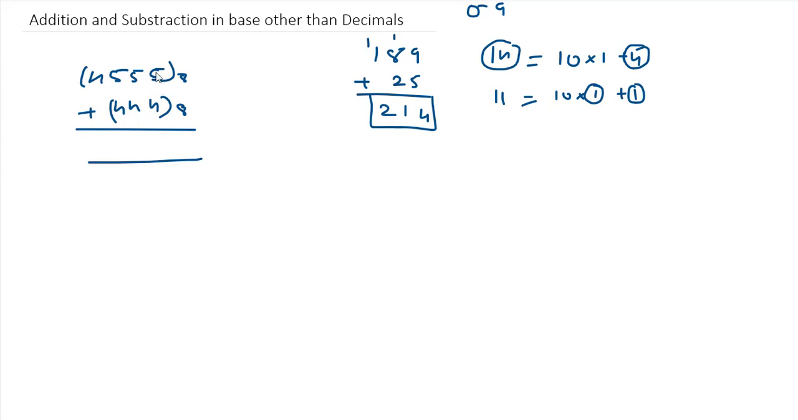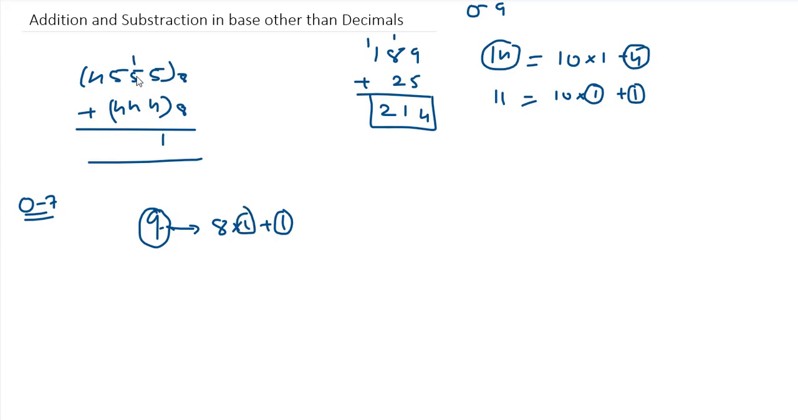So if you want to add these numbers, 5 plus 4, it will be 9. Now we do not have the digit 9 in the octal system. In the octal system we have only digits from 0 to 7. So we'll break up this 9 as 8 into 1 plus 1. So we'll write this 1 here and take the other 1 as carry. So this 1 will come here.